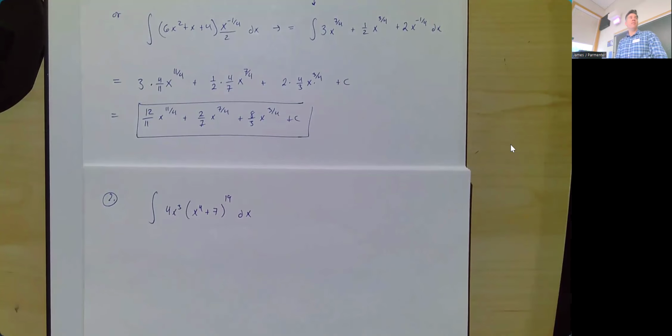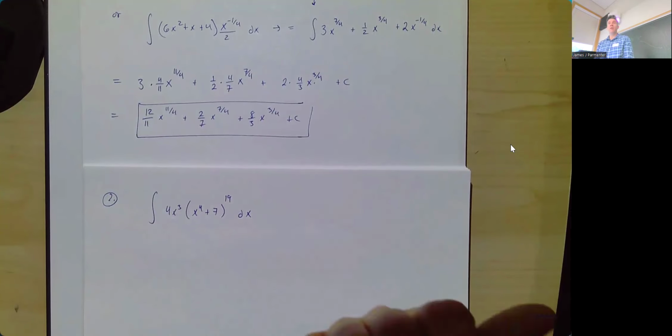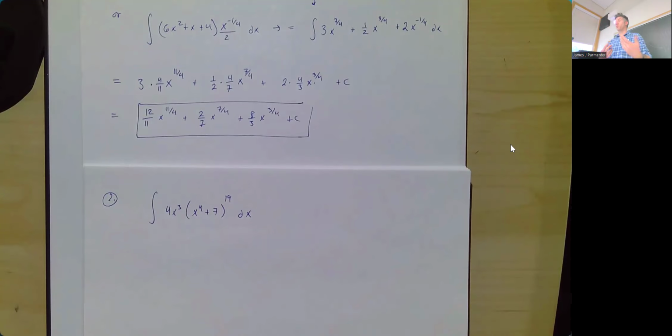And although it's technically possible to multiply out (x to the 4th plus 7) to the 19th power, it is not what any of us should do. We should make a u substitution here. There are two big clues as to what our u should be.